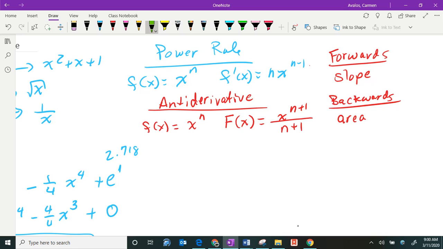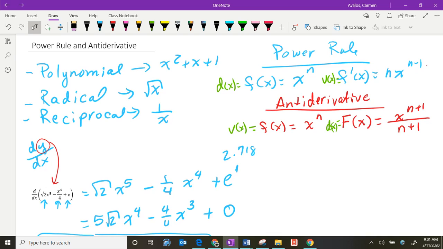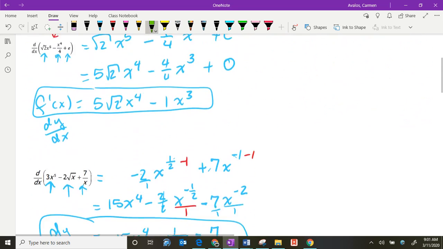The other thing you need to keep a notice of is since we're going backwards, this one's going forwards. This one here is your d of x, and then you find your v of x, your velocity, the first derivative. Going backwards says that this here is your v of x, and you're going backwards to find your d of x. So that is the difference. Okay, so the same rules apply. The variable has to be the base, and there has to be a number as an exponent in order to use the antiderivative, which all of these things do provide.